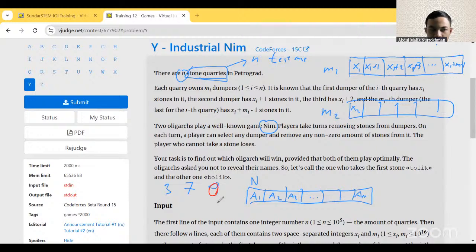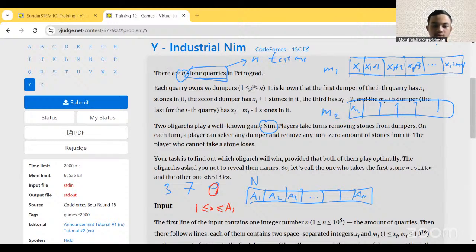But he cannot do nothing. It means a player can take between 1 stone until A stones. And in one turn, a player can only take from one pile. Cannot take from 2 piles in one turn. Alright.